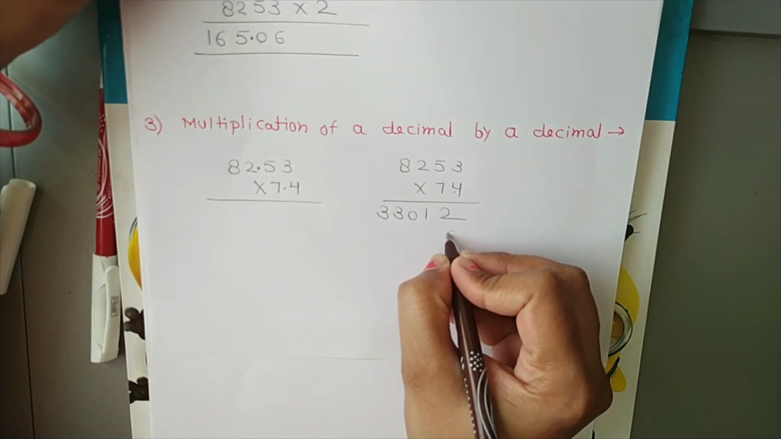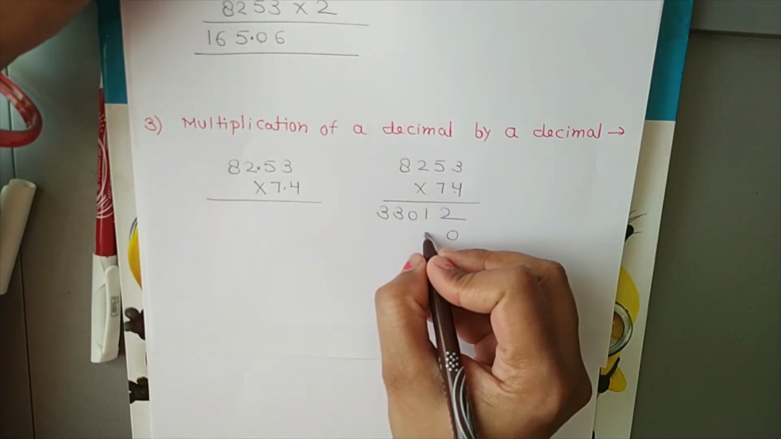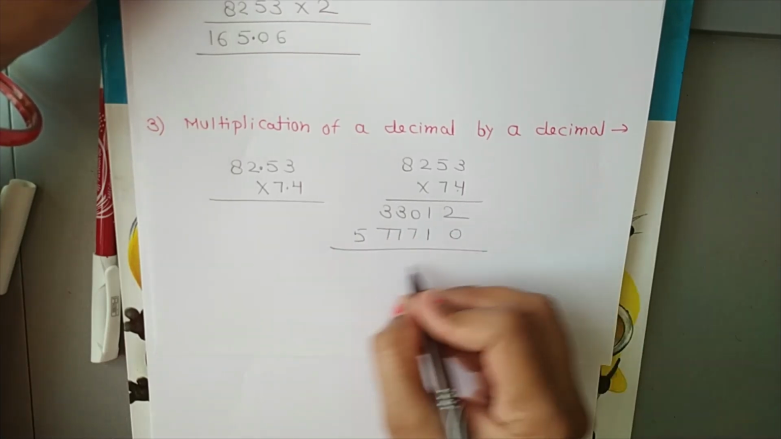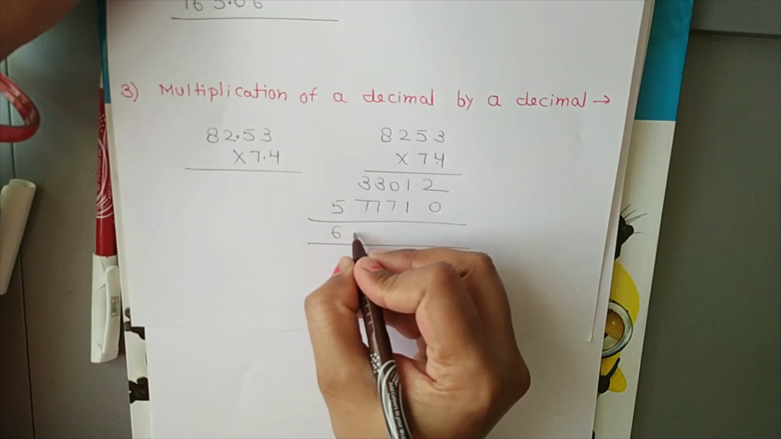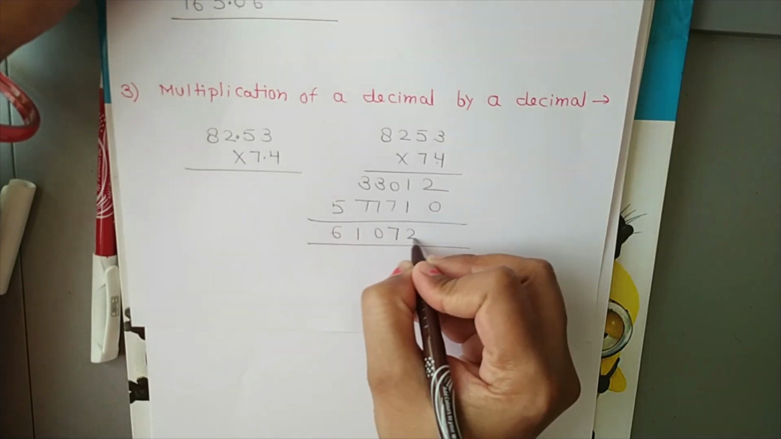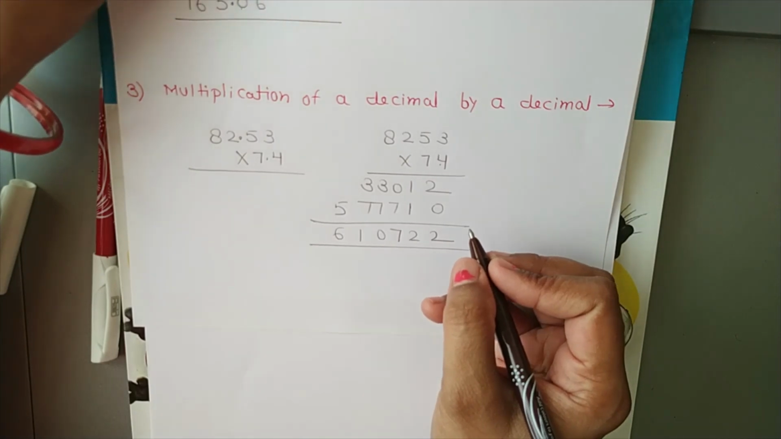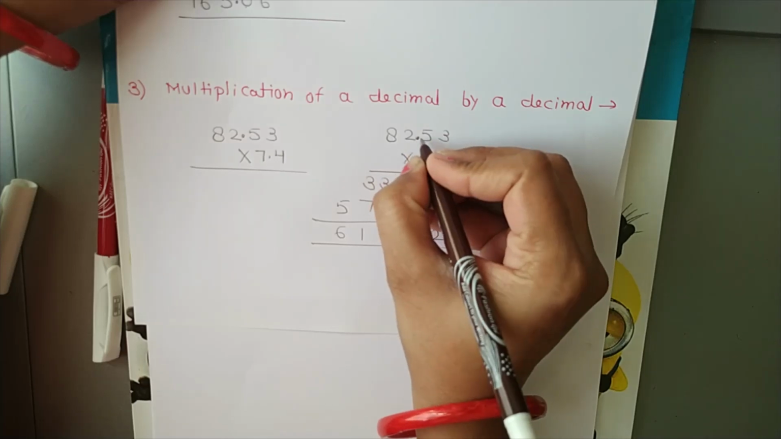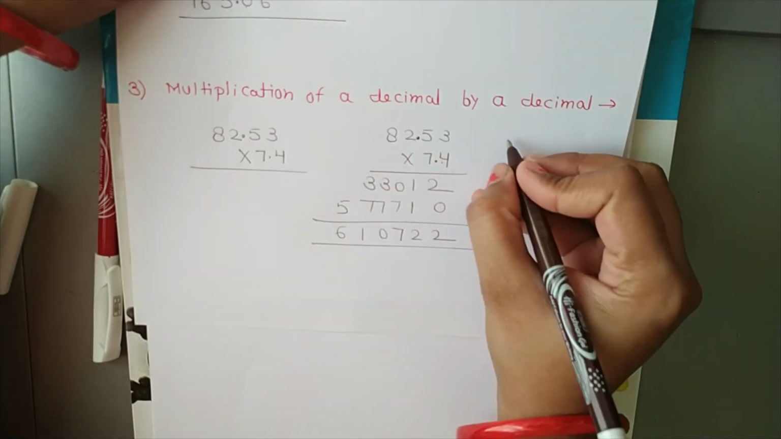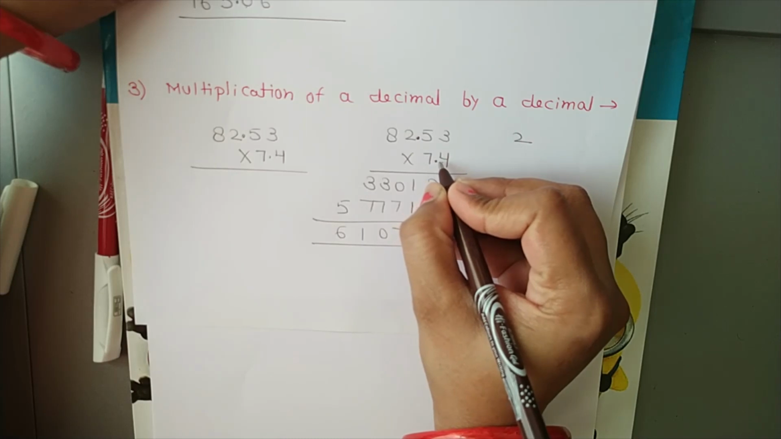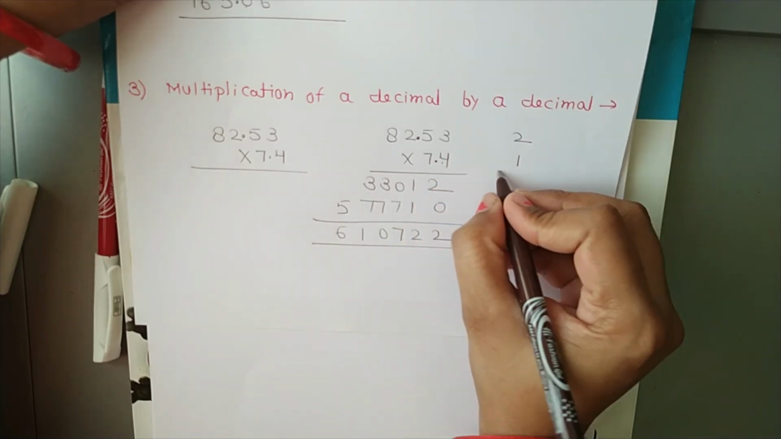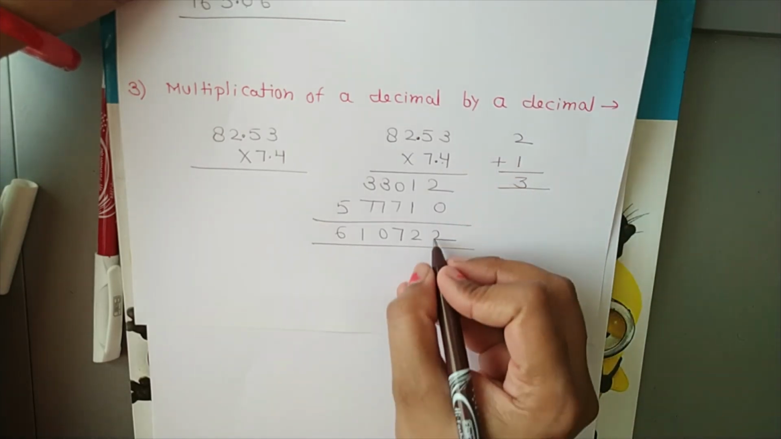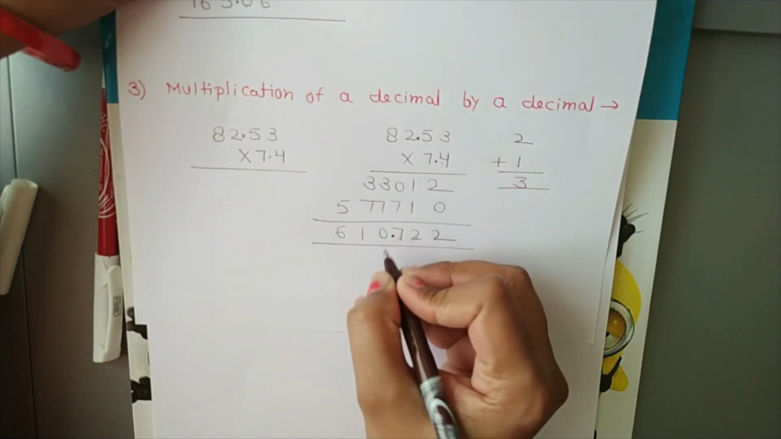this. Then 7 3s are 21. Then it will be this. Then add. So it will be 610722. After that you just place the decimal. After the decimal, how many digits are there? 2. Then in the other number, after the decimal 1 digit is there. So the total will be 3, 2 plus 1 is 3. So you just count 1, 2, 3 and put the decimal here.